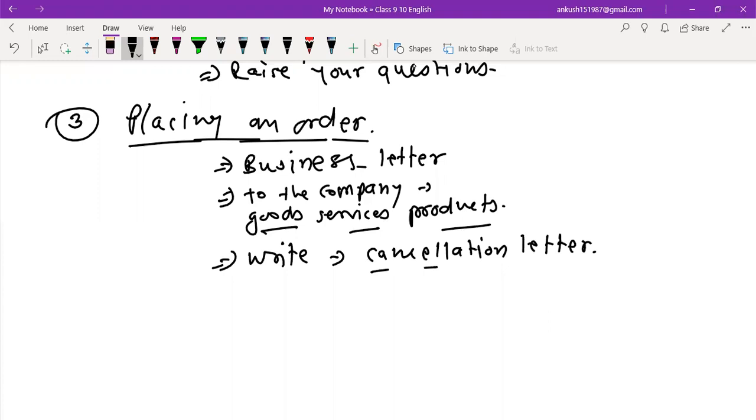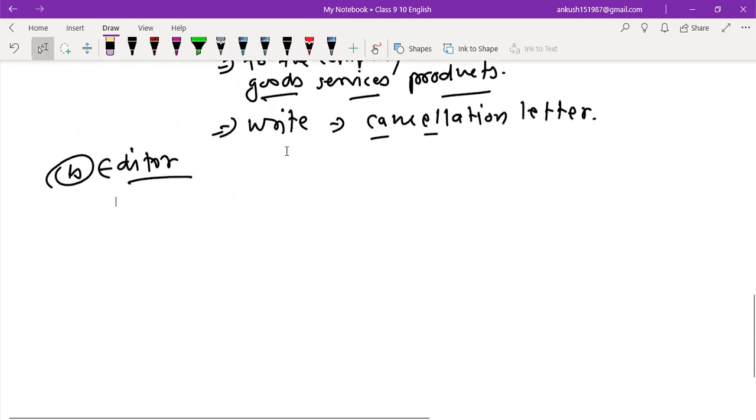Or sometimes it may also be done. Suppose you have purchased something from the online platform and you liked it. So you may increase the quantity of that particular product and add it to your cart, or you may place the order, or you may add that order to the earlier order. Have you got the point? Those things can be done in writing, in the placing of order letter. Got it? The fourth point is editor. I will tell you even the things which are included in the letter writing process.